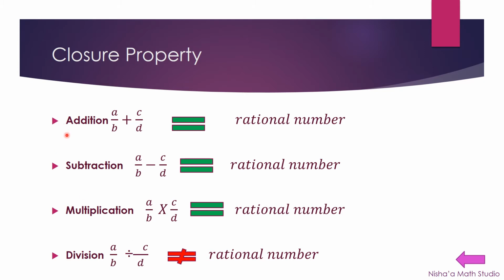So we say that rational numbers are closed under addition, they are closed under subtraction, they are closed under multiplication, but not closed under division for the denominator 0.